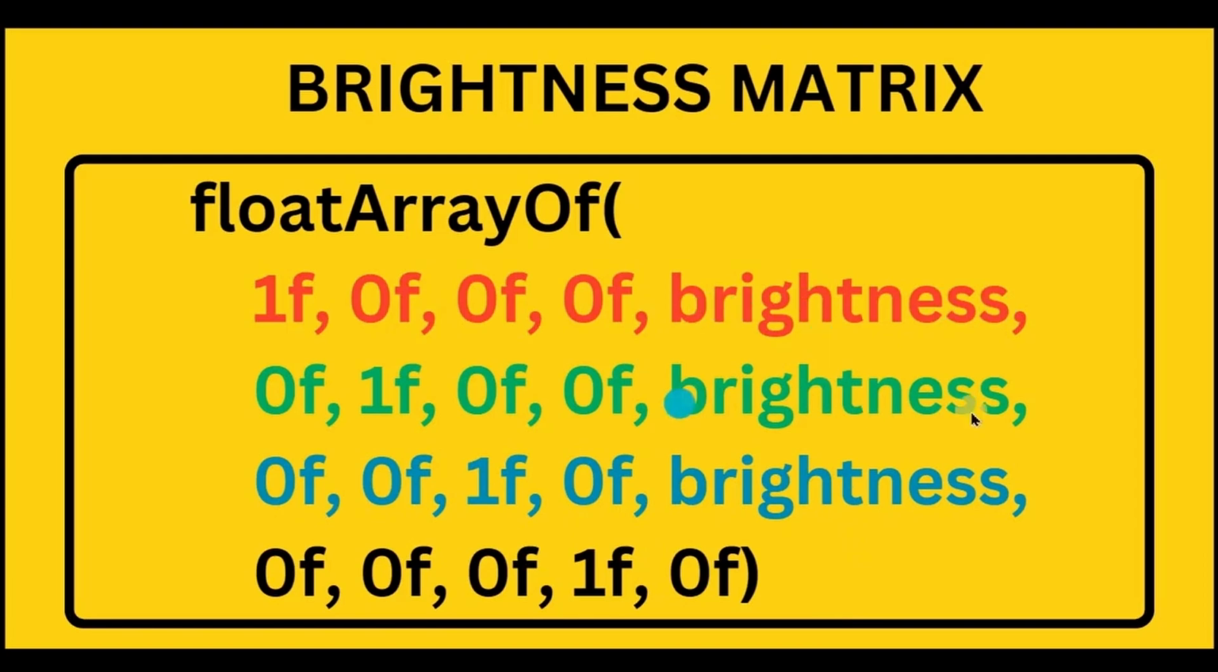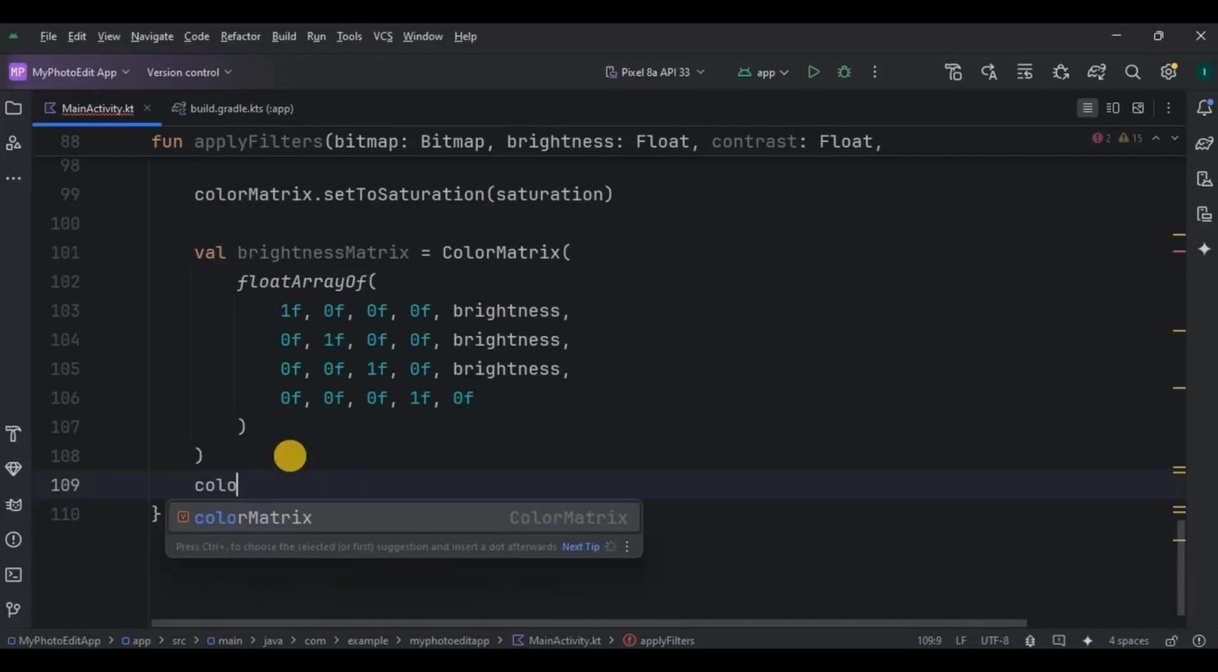The matrix adds the brightness value to the red, green, and blue channels of each pixel, effectively increasing or decreasing their intensity. For example, if brightness is equal to 50, all RGB values are increased by 50, making the image brighter. If brightness is equal to -50, all RGB values are decreased by 50, darkening the image. Got it? Then post concat.